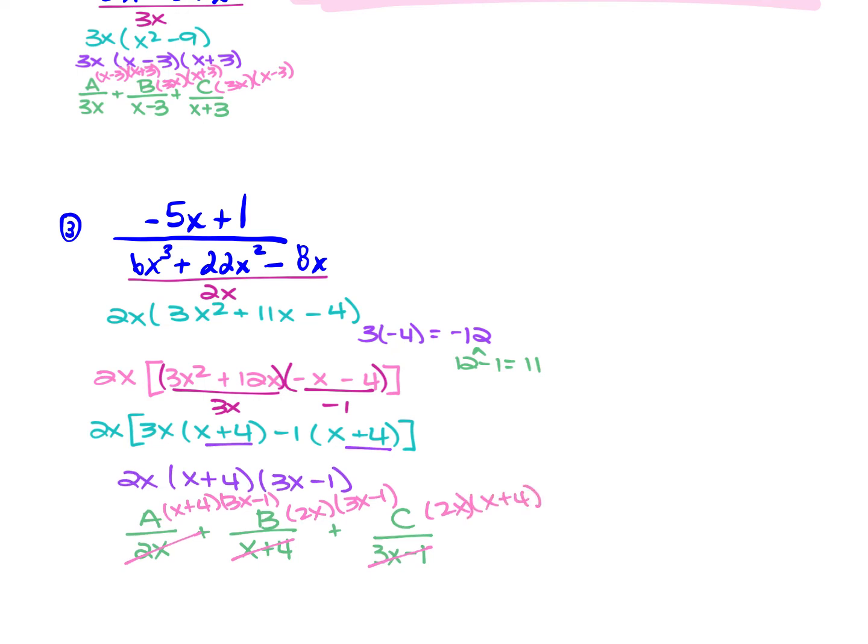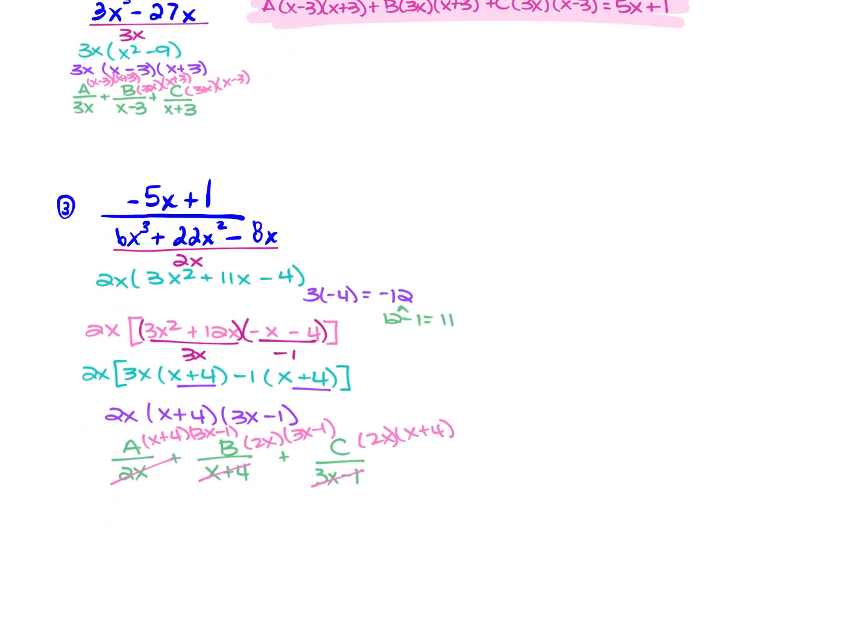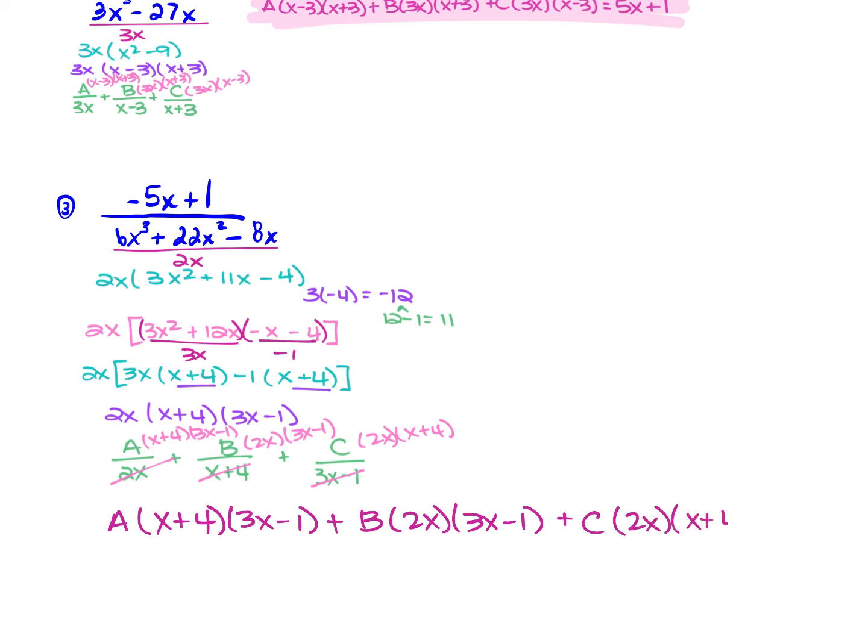So we rewrite this to where we have a times x plus 4 times 3x minus 1 plus b times 2x times 3x minus 1 plus c times 2x times x plus 4. What is this all equal to? Good.